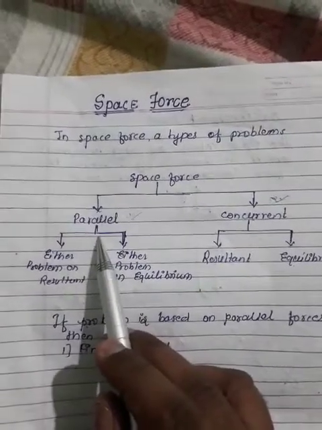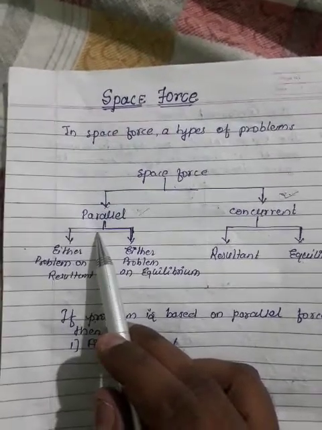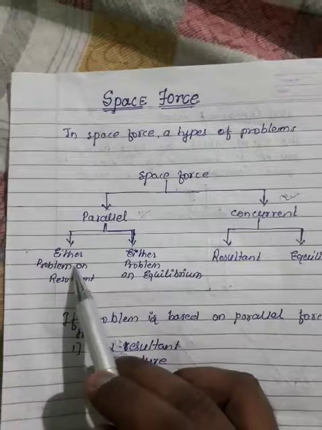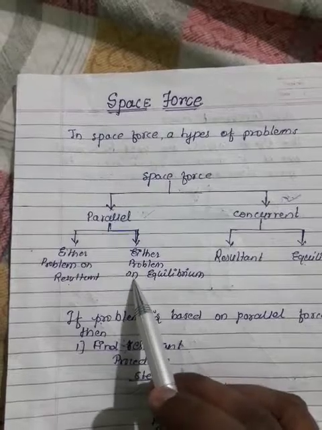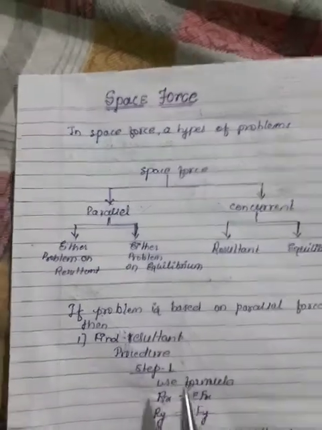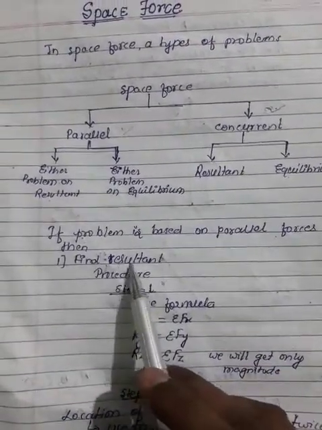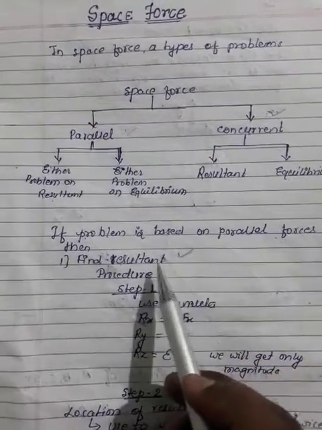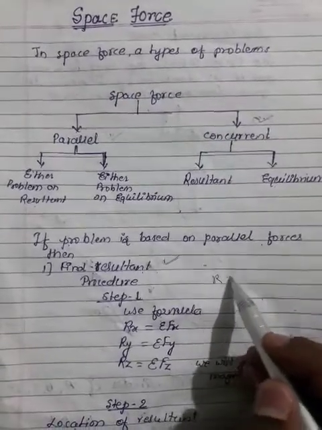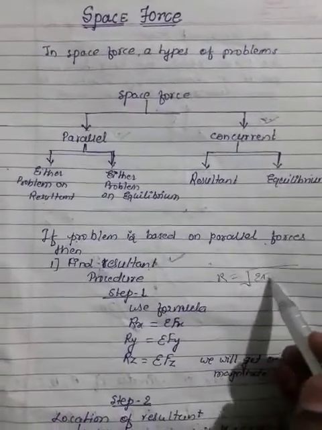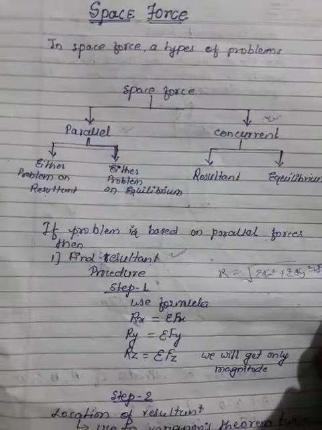If I go to the parallel force system, you can see the problem on resultant, or you can see the problem on equilibrium. So if I want to solve the problem in parallel force system, suppose initially I am considering the resultant problem. For that, as this is a parallel space force system, the resultant will be the root of summation Fx square plus summation Fy square plus summation Fz square.